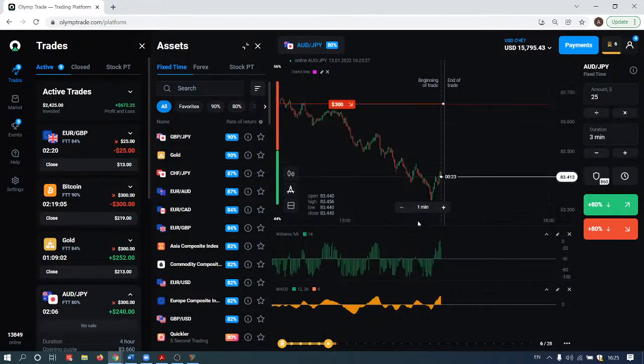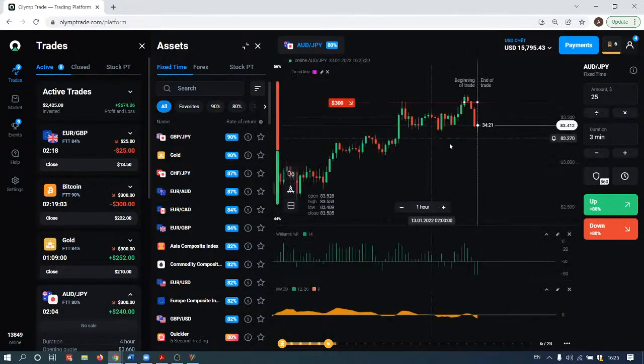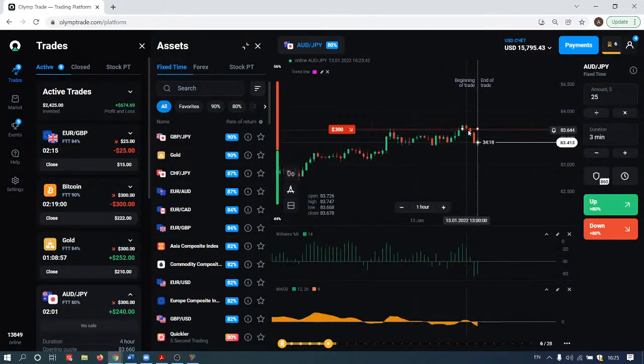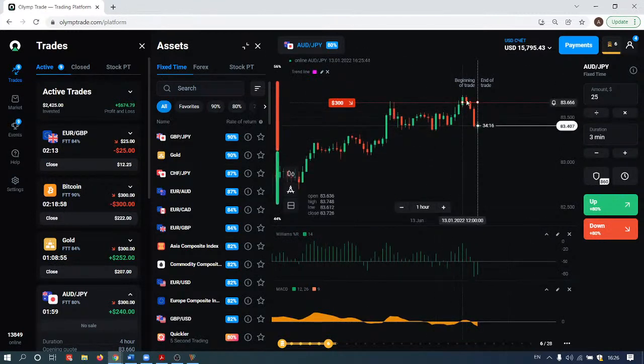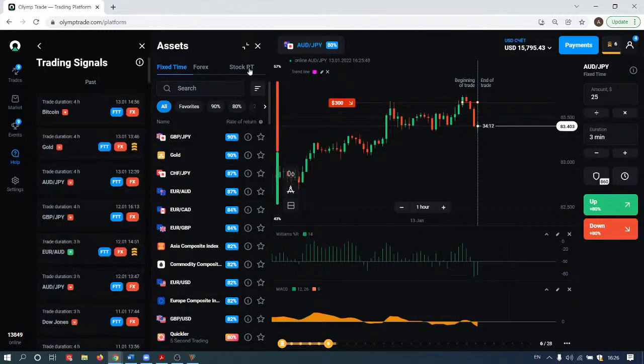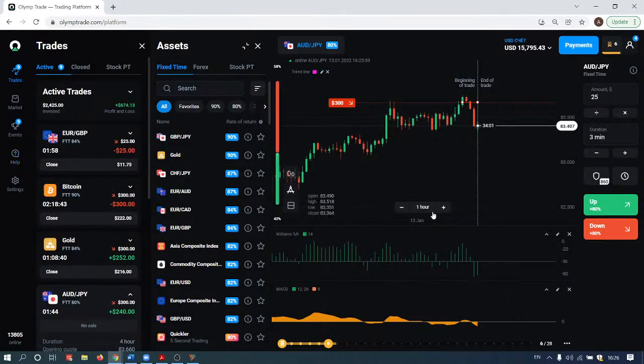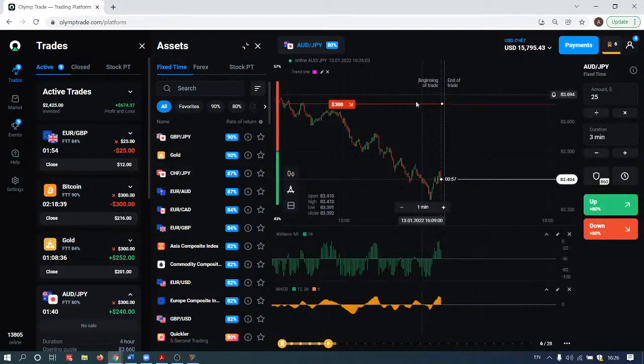So my trade on the AUD JPY is closing with a profit. That was a signal, the double top signal that you could see here, AUD JPY. This signal came here on the 4 hour chart. So one double top here, amazing double top, worked out just fine, and it's closing with the profit.